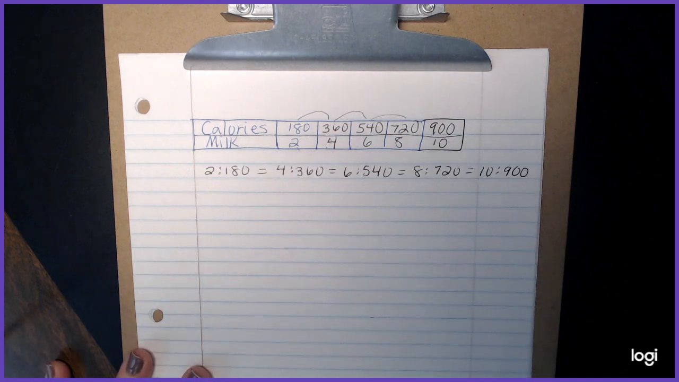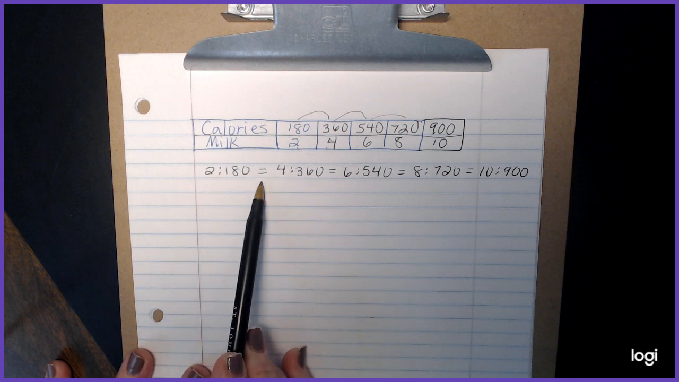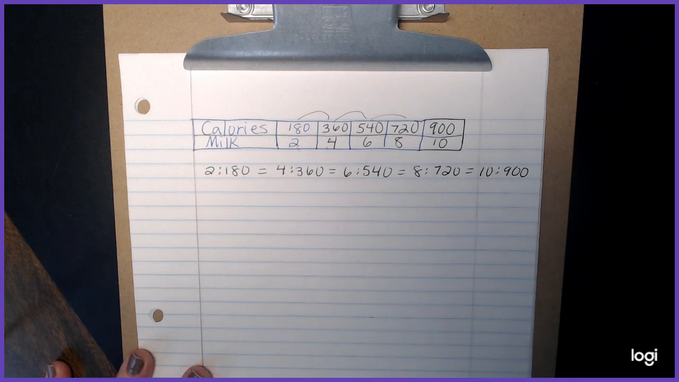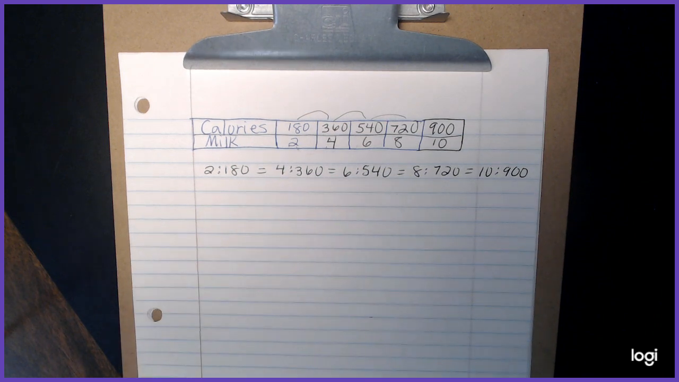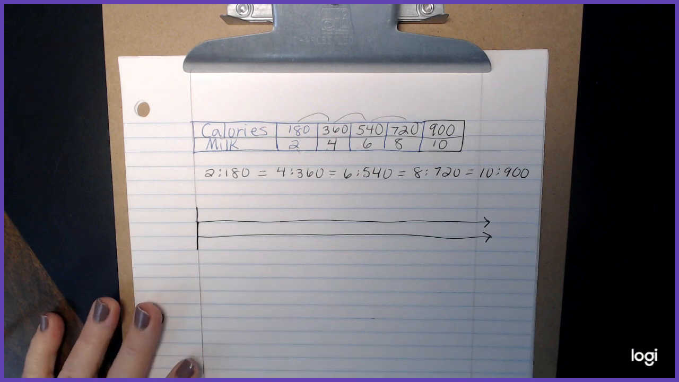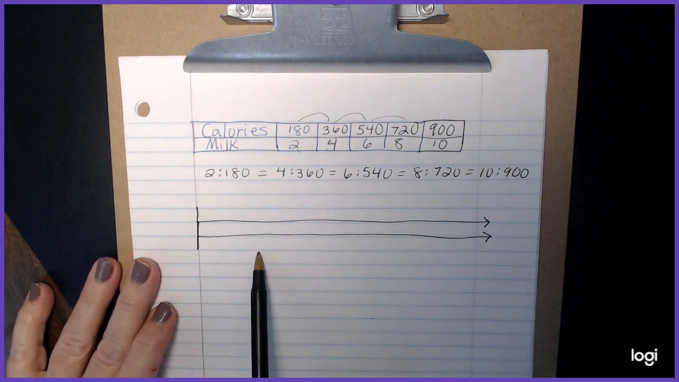So I showed you how we would write those ratios and how we'd show that they are all equal to each other. They are all equivalent to one another. Now what we're going to do is something called a double number line. Double number line. So go ahead and write this down in your notes. If you need to pause your video, please do so. All right, so a double number line. It's self-explanatory, as you can see.